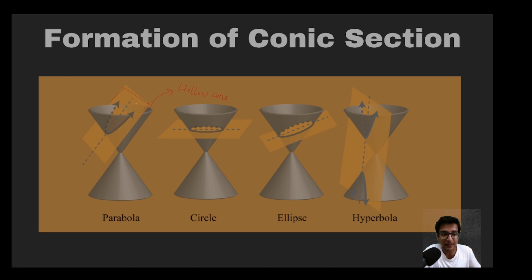If I slice it at an angle which exits from one side and is solid from the other, then we would get a parabola as shown here. If I were to slice it horizontally, we would get a circle. If we were to slice it at an angle, we would get an ellipse, and hyperbola is again a vertical slice in between. So this is how different conic sections are formed.